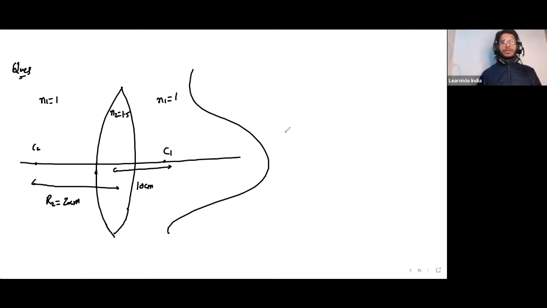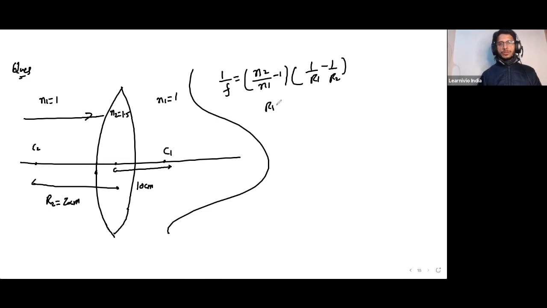Now you're supposed to calculate the focal length. So for focal length, you will use this relation: 1 by f is n2 by n1 minus 1, into 1 by r1 minus 1 by r2. Light is coming in this direction. So when I move from optical center to C1, my R1 is positive. R1 is plus 10 centimeter. To measure R2, I'm moving from optical center to C2, in a direction opposite to that of light. So your R2 is minus 20 centimeter.